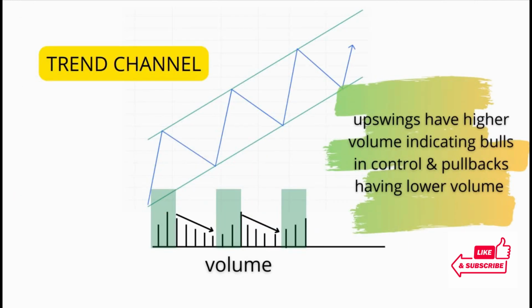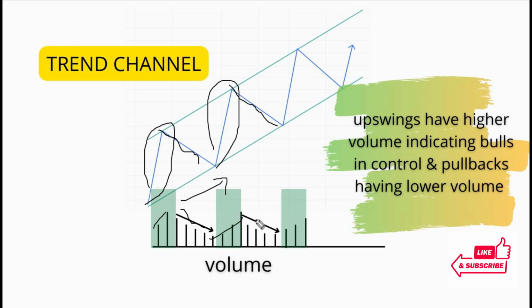See here, this is the example of a trend channel. See, this is a very strong uptrend. So what we look for in a trend channel is that the buying legs should have higher volume and the selling legs should have lower volume. This is an indication that this is a very strong upward trend channel. Buying legs higher volume, selling legs lower volume. So we could say that this trend channel is very strong.